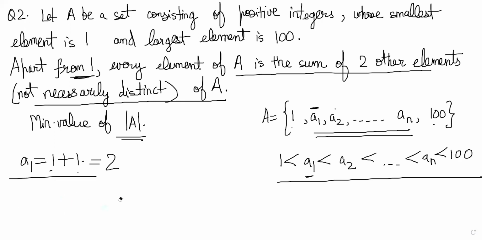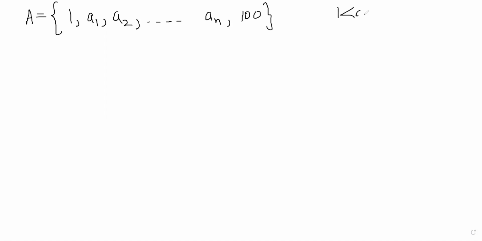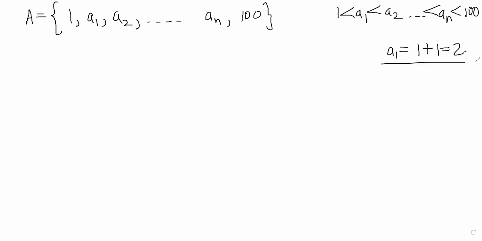So we don't know for sure what A2 will be right now, but we know for sure that A1 has to be 2. Now what I will do is assume that we can fit, let's say, 6 numbers here. I'm going to fix 6 numbers and see if it is possible or not. I will show you on the next screen. So let's say the set A is like this: 1, A1, A2, up to AN, and 100. And we know that 1 is less than A1, less than A2, less than AN, less than 100. We already know that A1 is equal to 1 plus 1, equal to 2.